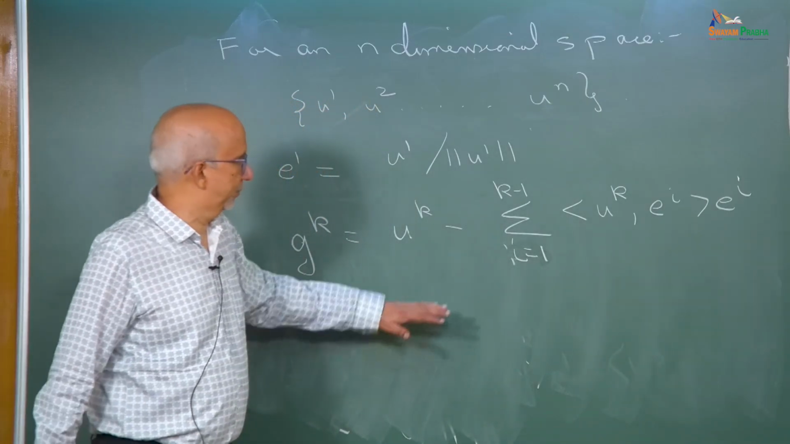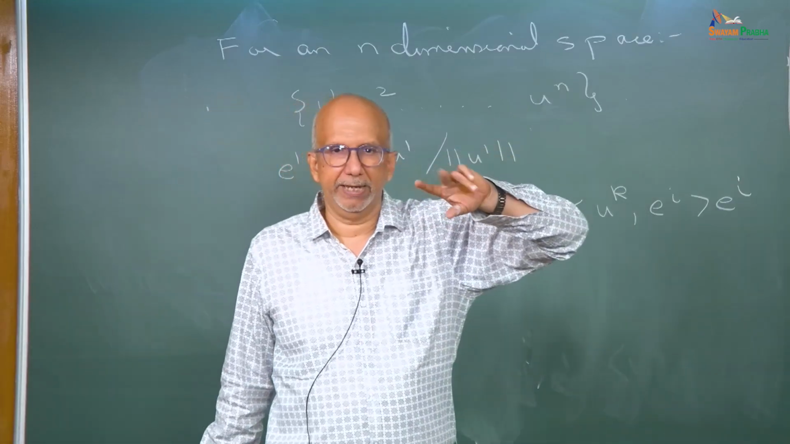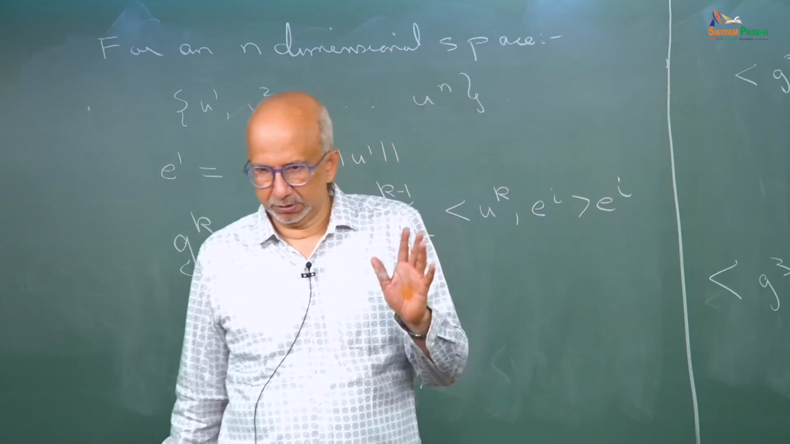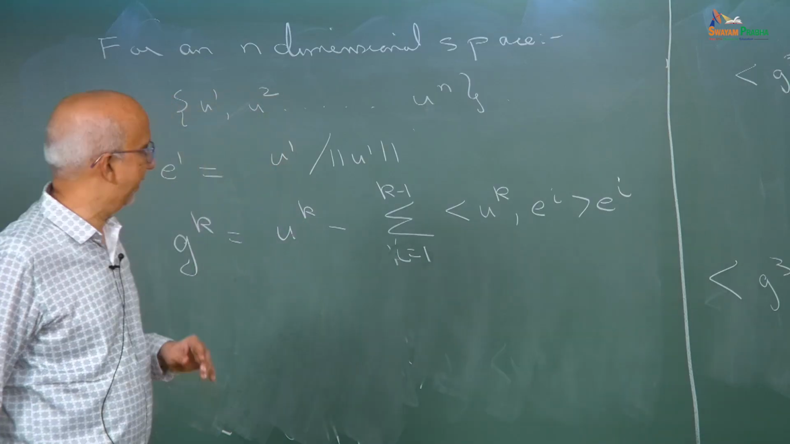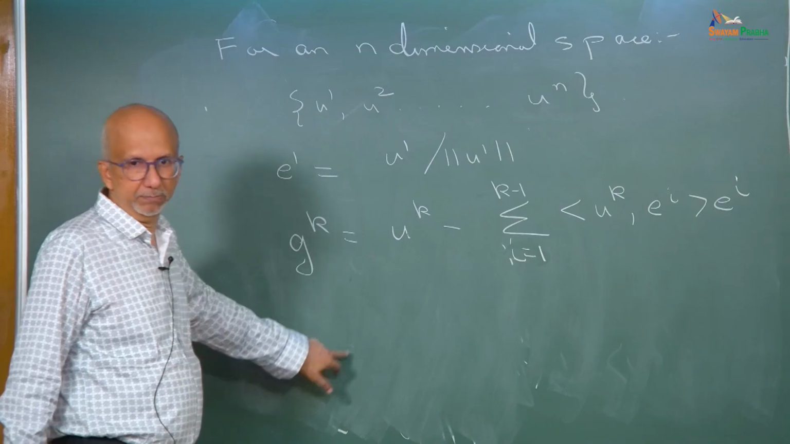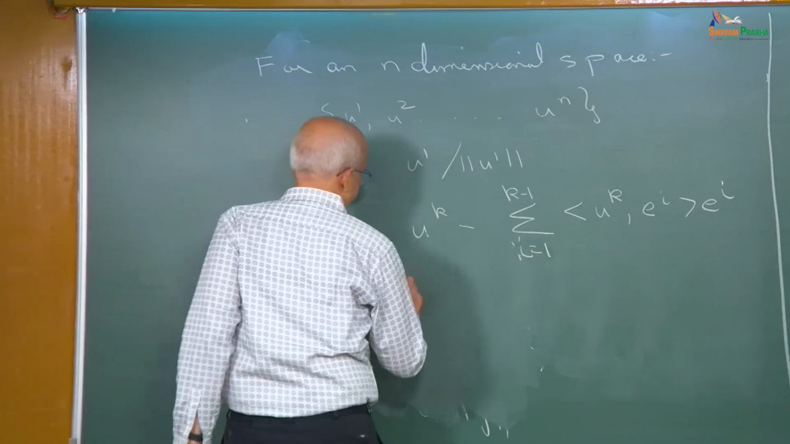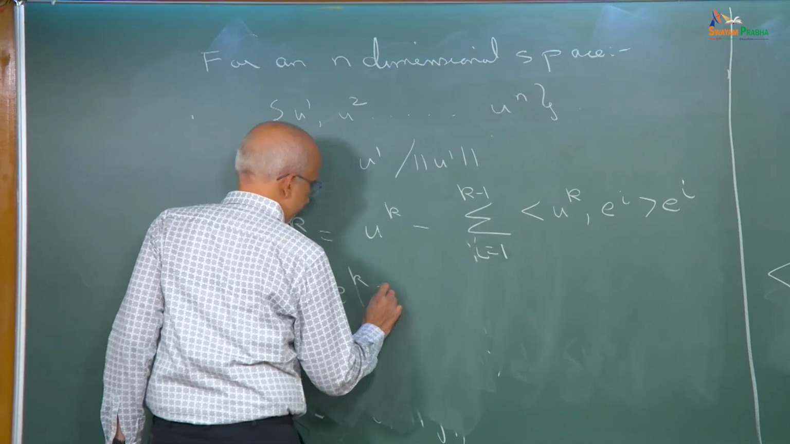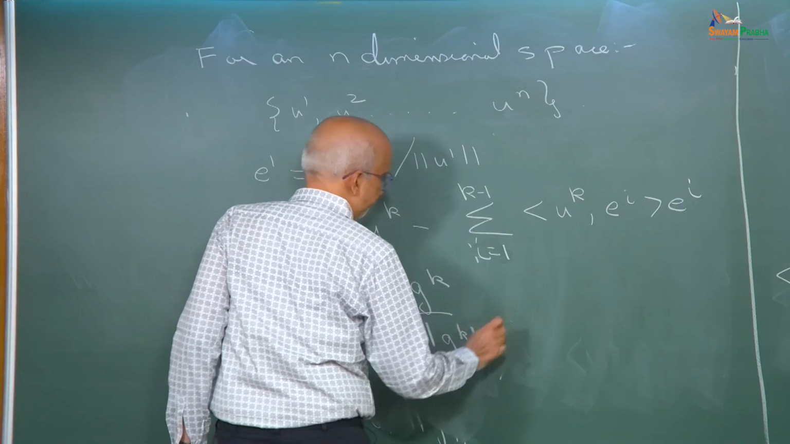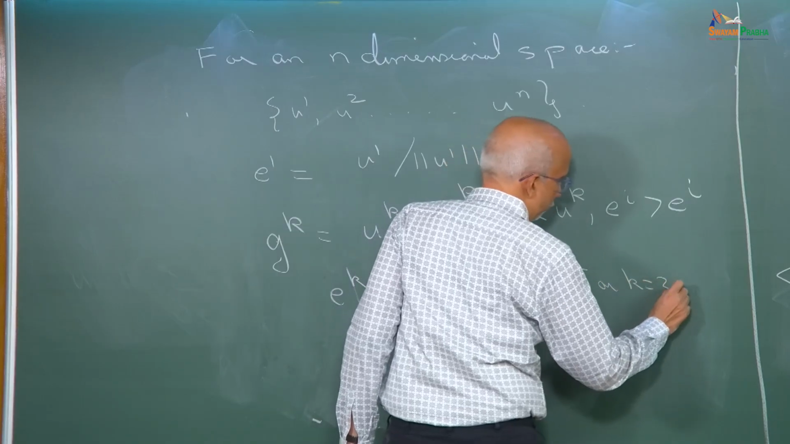Okay. So basically what I have done is I have illustrated for k equals 2, k equals 3, and I am just writing the general formula for arbitrary k up to n. So you have to do this for all the vectors, and Ek will be Gk divided by norm of Gk. This is for k equals 2 to n.